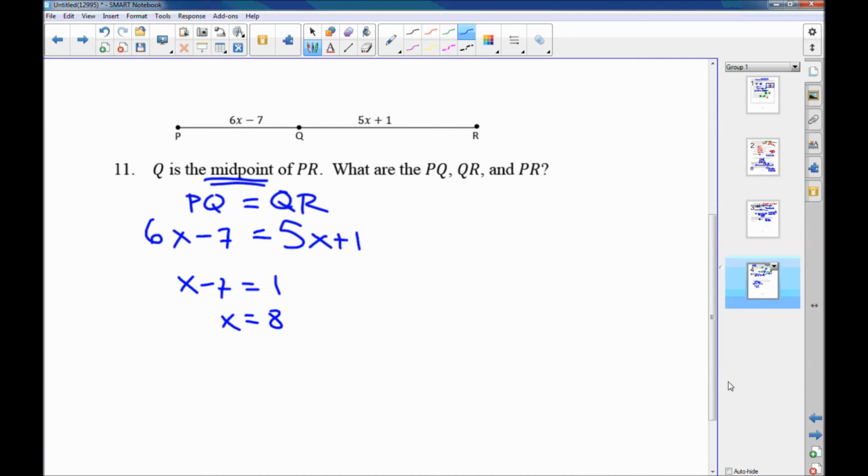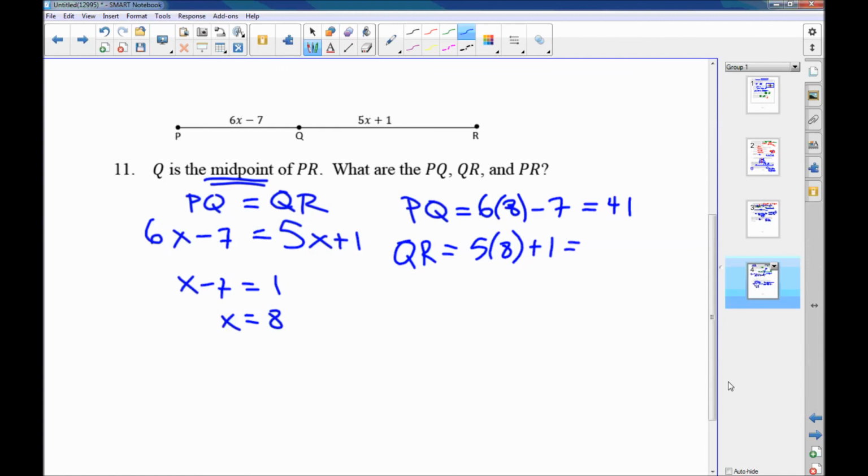I can plug that in to find each one of these. So algebraically, PQ's value should be 6 times 8 minus 7. 6 times 8 is 48, and 48 minus 7 is 41. QR's value should be the same, but let's just double check it to make sure we did our math right earlier. 5 times 8 plus 1, 40 plus 1 is 41, so that's great. It's a midpoint, so these two should be equal.